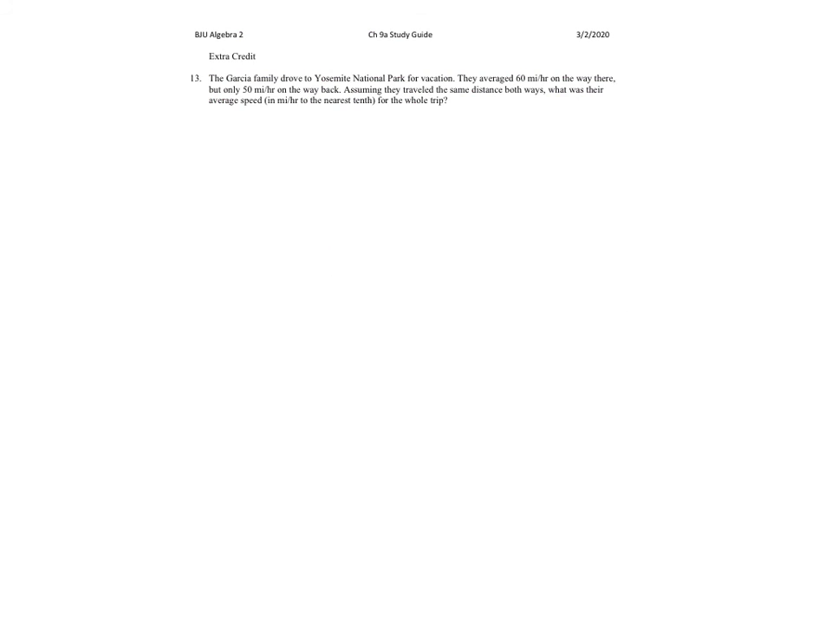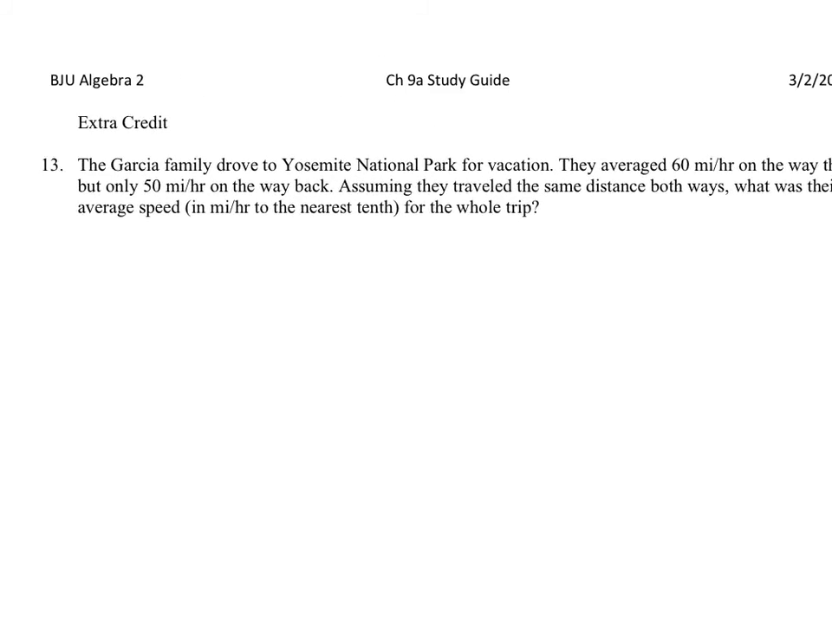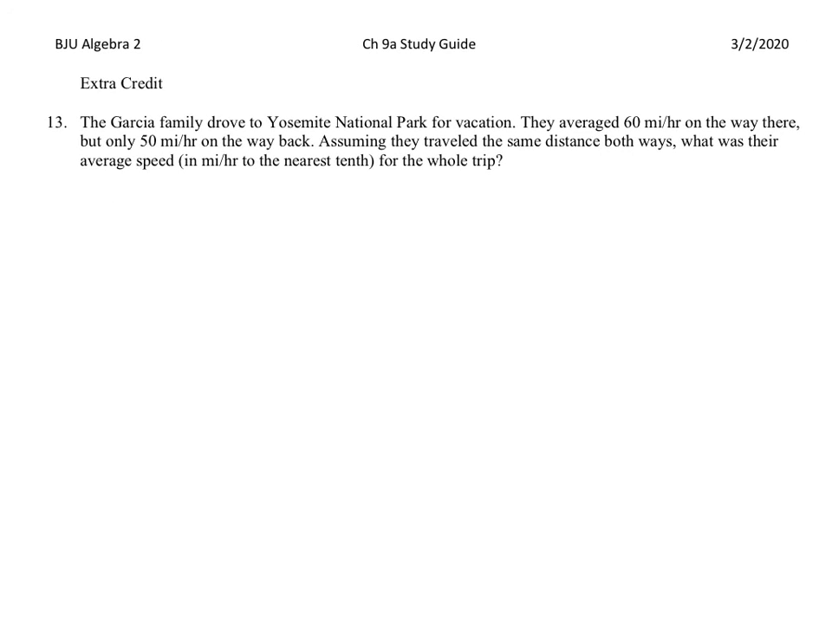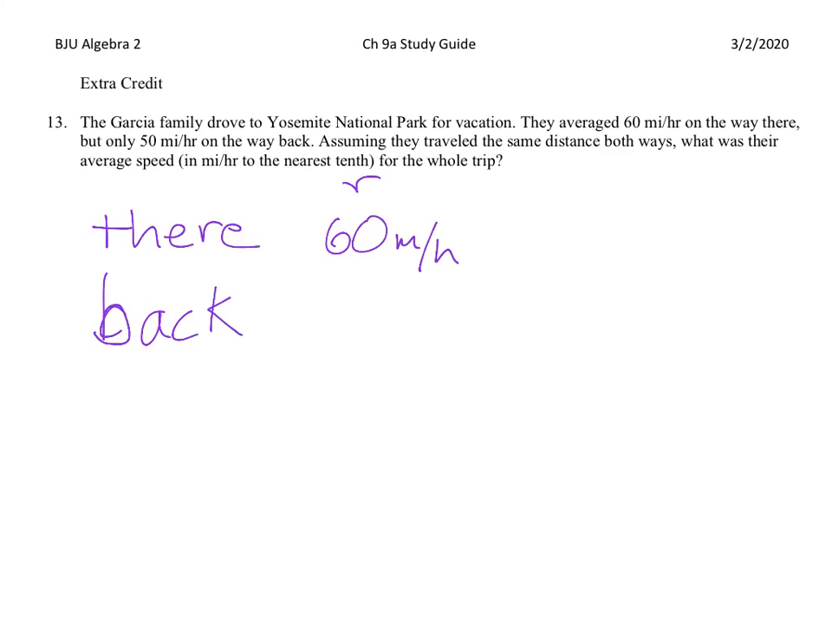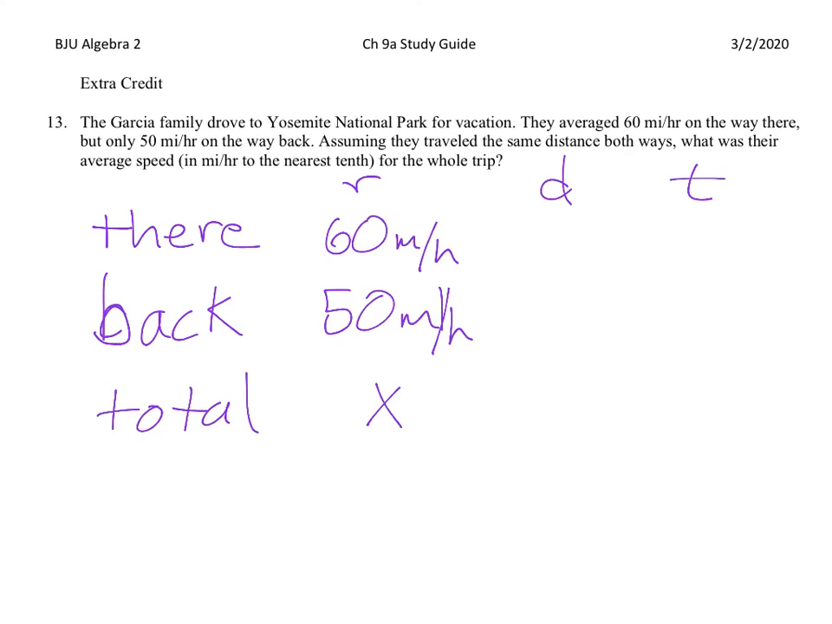All right, now this is a bonus question, so it is not easy. This is one of those word problems with all the different rates. The Garcia family drove to Yosemite National Park for vacation. On the way there, they averaged 60 miles per hour, so that was their rate. On the way back, they averaged 50 miles per hour. Now, we need distance and time to get this all figured out. They want the total rate, so that's x.